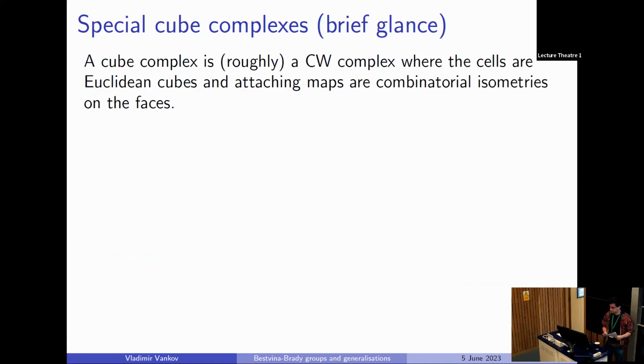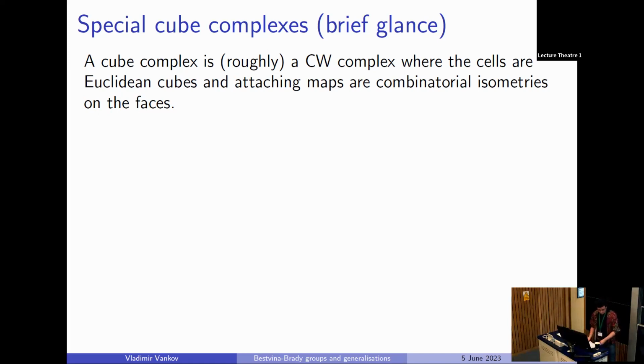Some of the reasons why these are important, and in this section this is really just going to be a brief glance because I only have half an hour, so I can't really go into all the technicalities. One of the reasons why right-angled Artin groups are very important in geometric group theory is the notion of a cube complex. A cube complex, roughly speaking, is a CW complex where the cells are Euclidean cubes, so direct products of unit intervals, for example. And we insist that the attaching maps are combinatorial isometries on the faces.